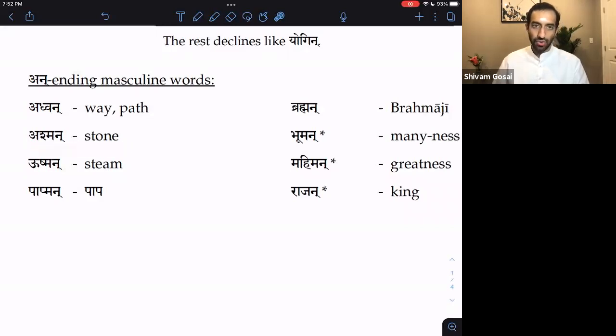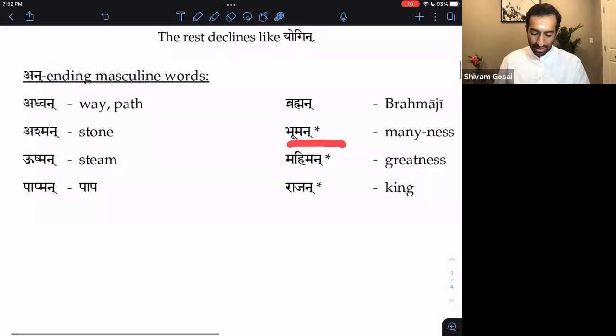Ashman, stone. Bhuman means many. Ushman, steam. Mahiman, greatness. So you see this a lot. Mahima, right? Something which is great. Mahima comes from ātman-śabdha.